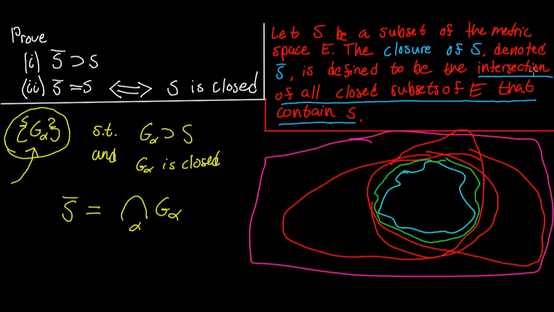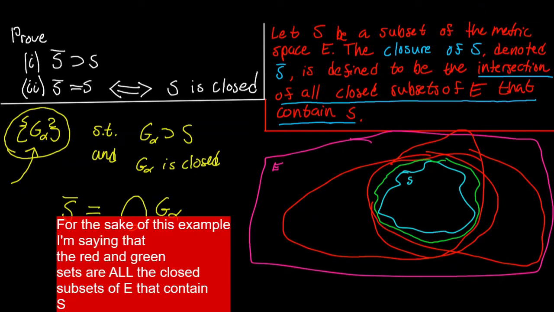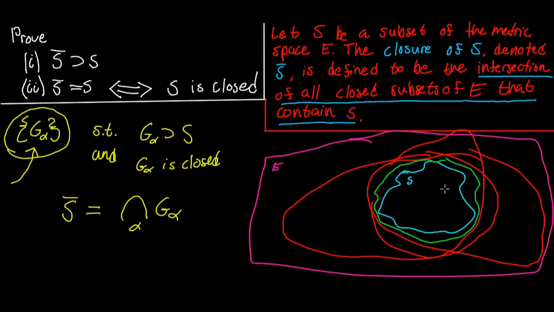This blue set is S. I should have said that beforehand. This is S, and this outside set is E. All of these red and green sets are closed subsets that contain S. So the intersection of all of these sets would be what is in green here. The intersection of all the closed subsets that contain S is everything in green here.